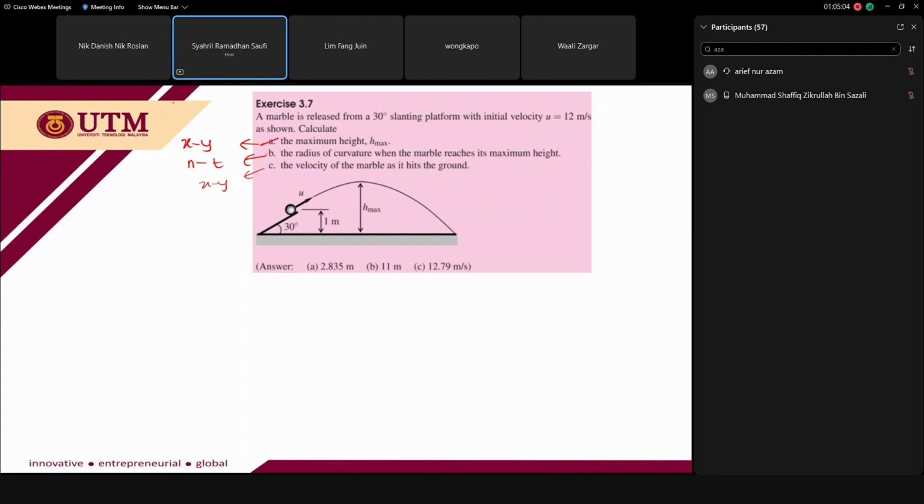Okay. So maximum height means what? What is the information that you have for maximum height? Velocity 0, sir. Velocity along y is 0. Vy is equal to 0. You need to mention only y, because along x the velocity is constant throughout the flight. This means that ux is equal to vx.